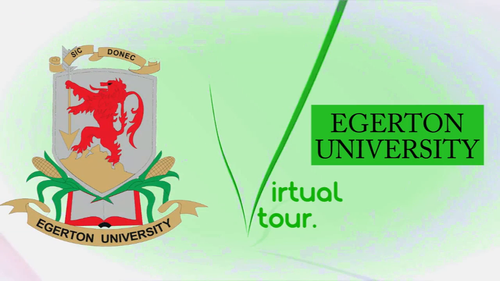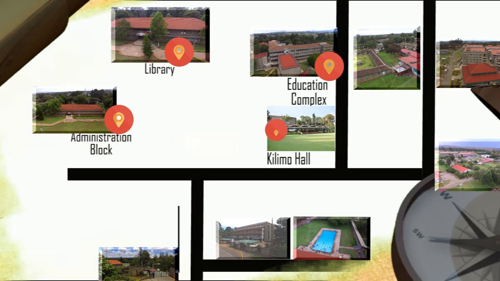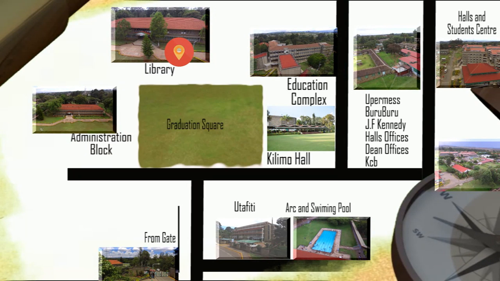Welcome to Egerton University Virtual Tour. Today, we are here at the University Main Library. It is located next to the Administration Block, the Education Complex, Kilimo Hall, and you just can't miss the well-maintained green lawn at the Graduation Square.